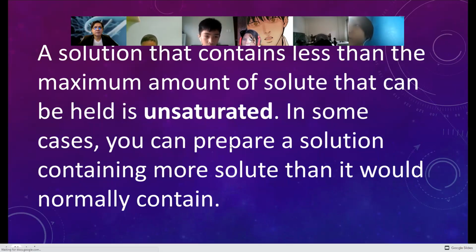How about a solution that contains less than the maximum amount of solute that can be held? That is unsaturated.